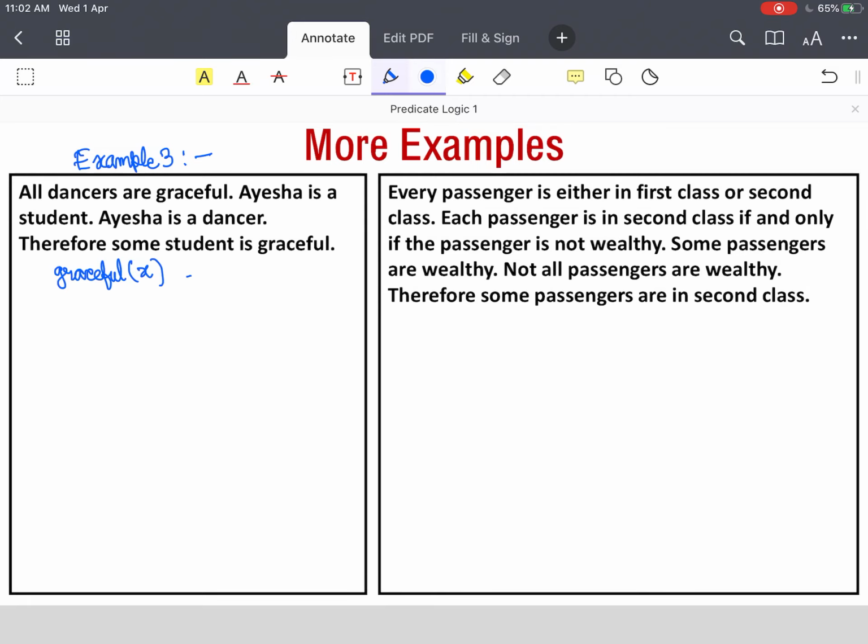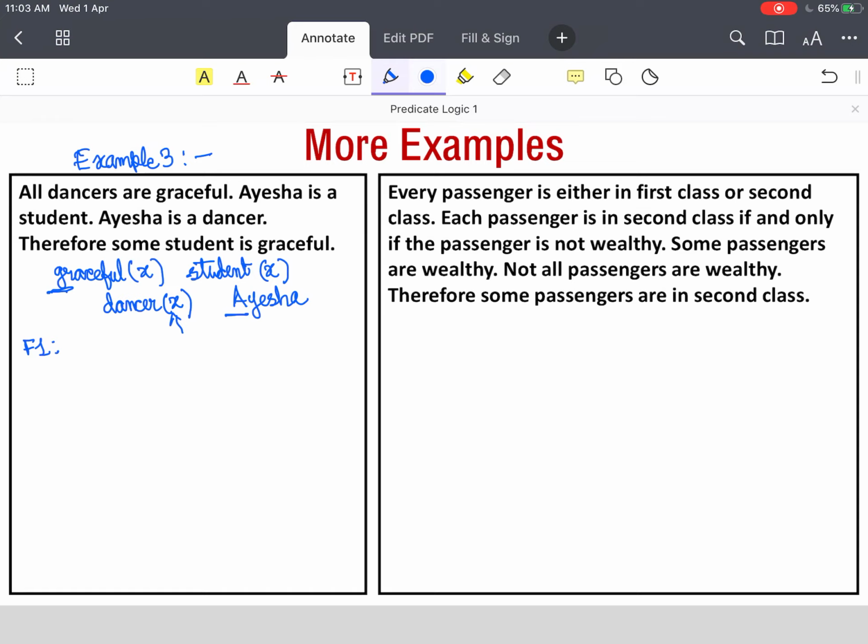Graceful X. The second is student X. And the third is dancer X. Graceful X means that X is graceful. Student X means X is a student. Dancer X means that X is a dancer. And we have one constant symbol, which is Ayesha. We will use the mechanism of writing constants by starting with capital letters, and predicates and variables starting with lowercase letters as well. That is the convention we will use.